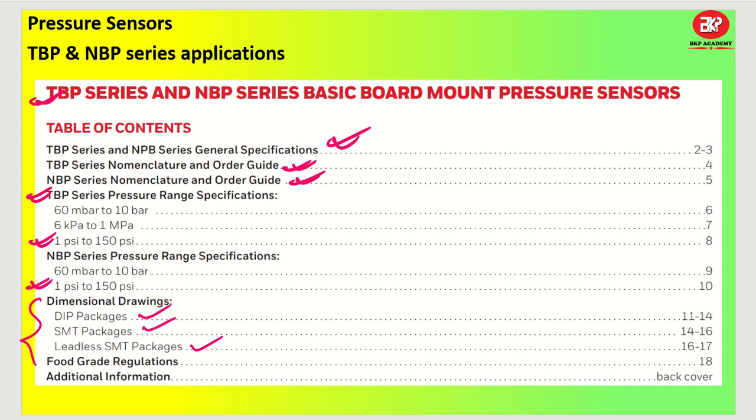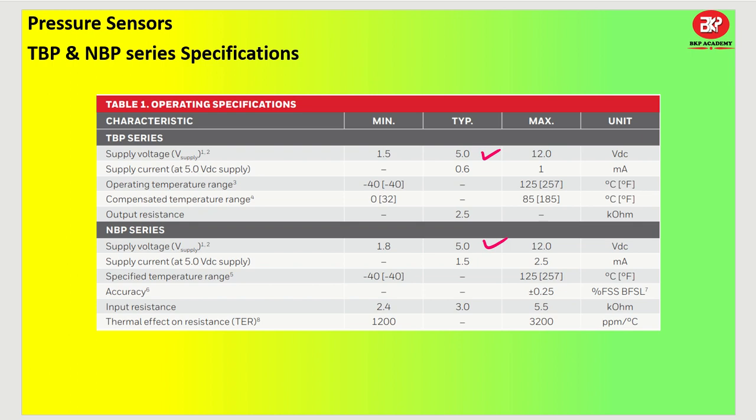So when we come here, you can see both the product series are there together. We have a voltage supply range of 1.5 volt minimum to 12 volt maximum. So generally we will utilize this particular pressure sensor for 5 volt application. So our V supply will be 5 volt. Similar to that, even for NBP series, my pressure sensor supply voltage is 5 volt, we will take typical.